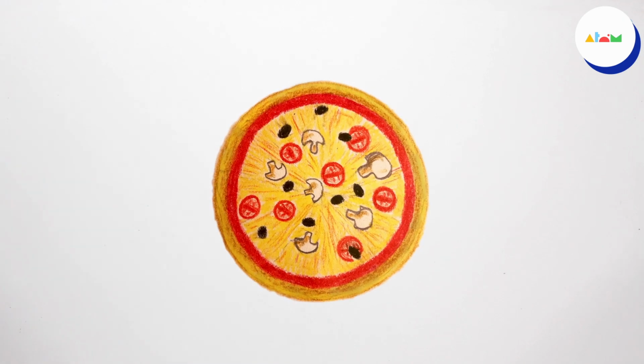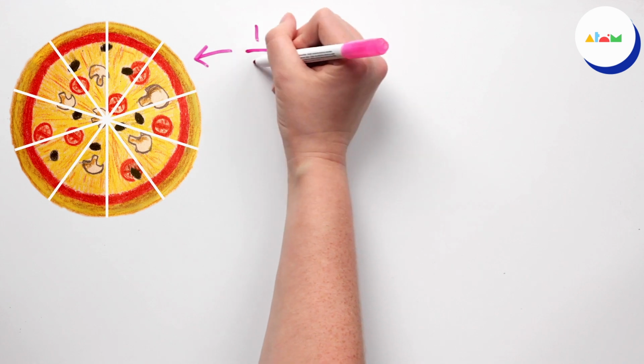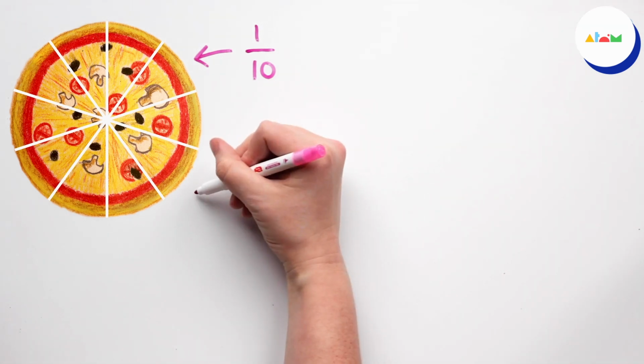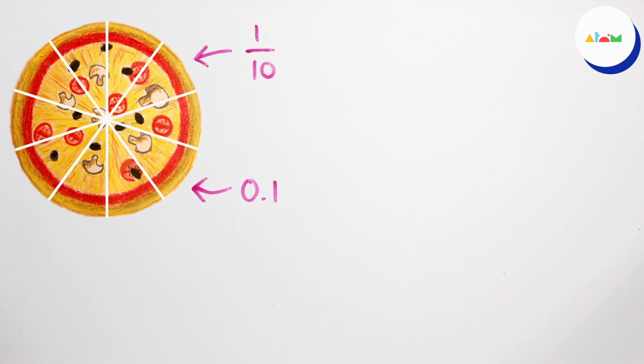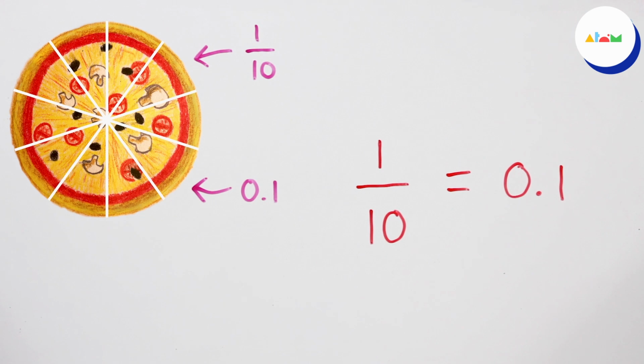This pizza has been very meticulously cut into tenths. One portion is 1/10 of the whole pizza. If we interpret this amount as a decimal, the pizza is still cut into 10 equal pieces, but we would say that one portion is 0.1 of the whole pizza. 1/10 of a pizza and 0.1 of a pizza look exactly the same. The reason for this is that they are equivalent. 1/10 is the same as 0.1.